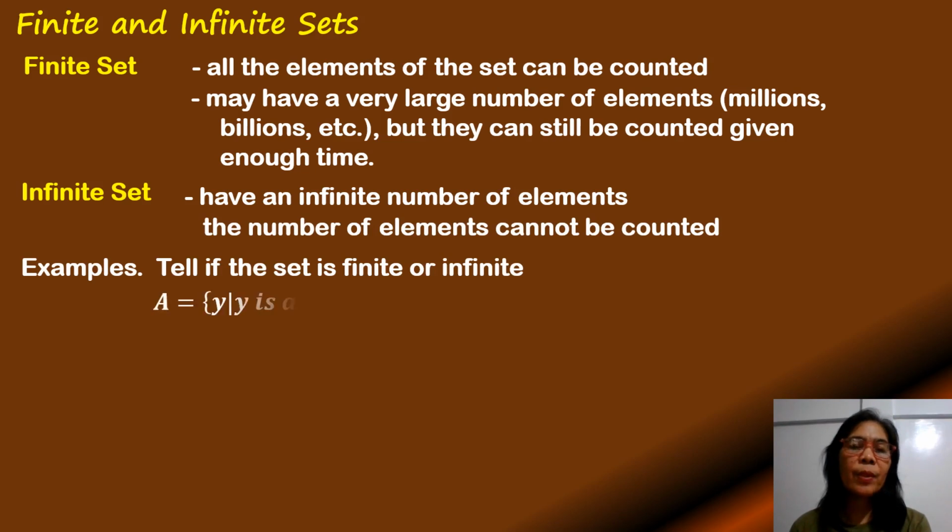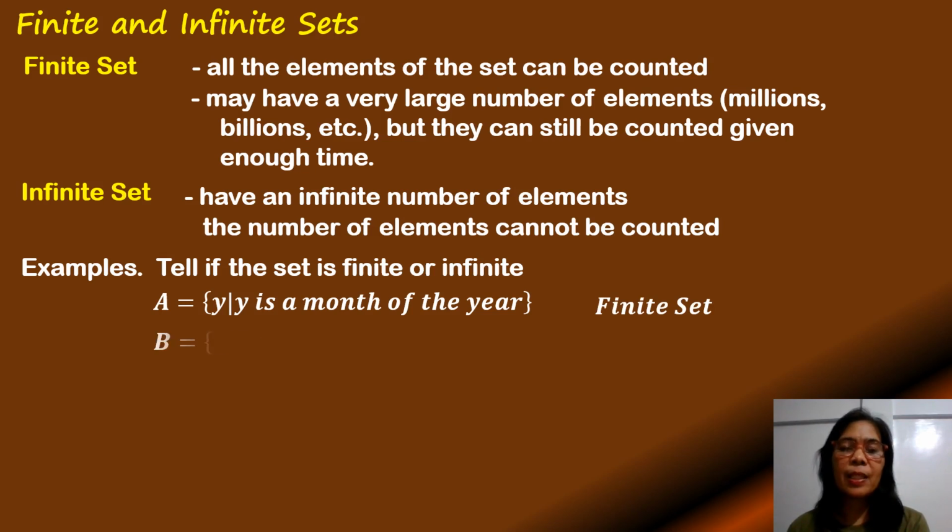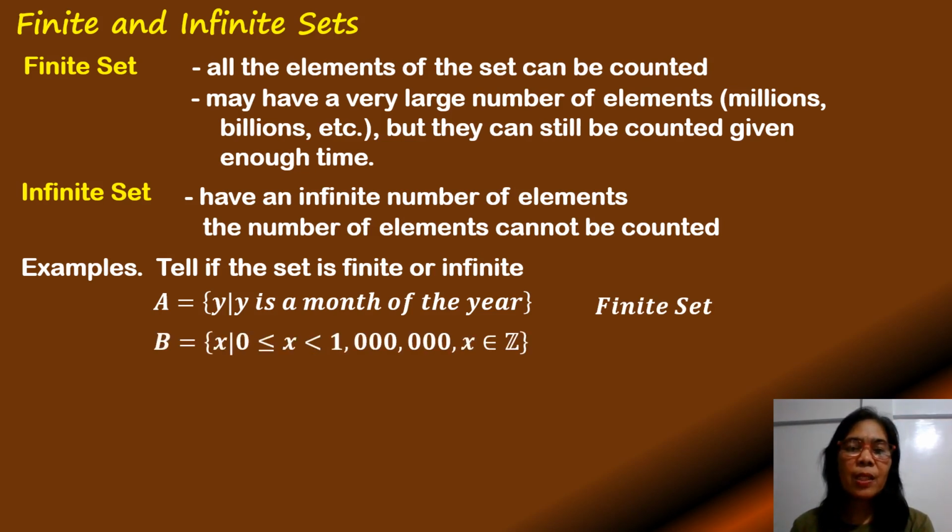Example, we have here A is the set of Y such that Y is a month of the year. So we know that there are only 12 months in a year, so therefore this is a finite set. B is the set of X such that X is greater than or equal to 0 but less than 1 million, and X is an element of the set of integers. Since we can count numbers from 0 up to less than 1 million, this set therefore is a finite set.